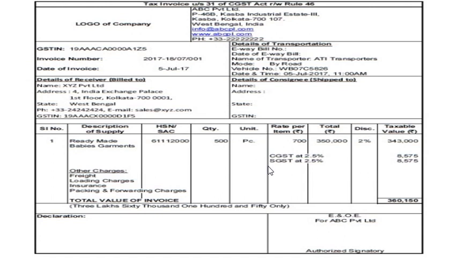So now if you look here, CGST and SGST is charged. This good has 5% GST charged on it, that is ready-made baby garments. So how did I find out it is 5%? It is 2.5% each, so here they are paying CGST and SGST.